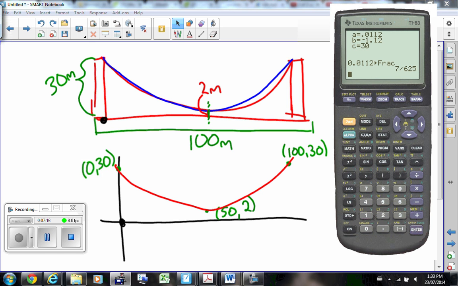That's 7/625. And then again, if I go to my graph here, I'm not going to see much of it because it's all above where I'm looking. But if I change my window to go from 0 to 100, and my Y to go from 0 to 30, there is my lovely little graph. And you can see it travels right through the center of those 3 points.